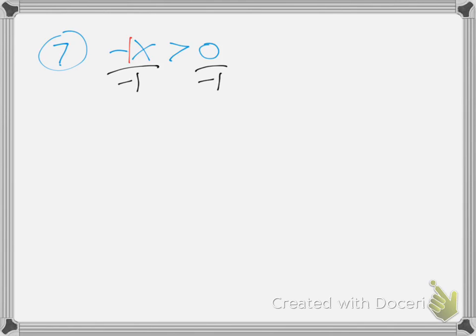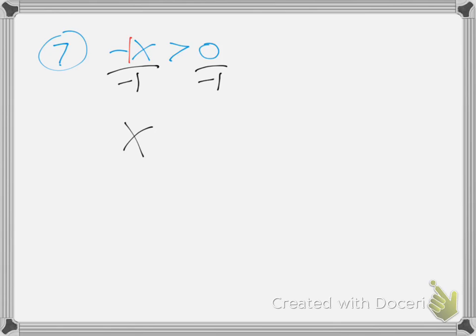Have you noticed that whenever we add or subtract, we do the opposite sign? If it's added, we subtract. If it's subtracted, we add. But when we divide, we divide by the very same sign. If it's negative, we divide by negative. Why? Because two negatives make a positive x.